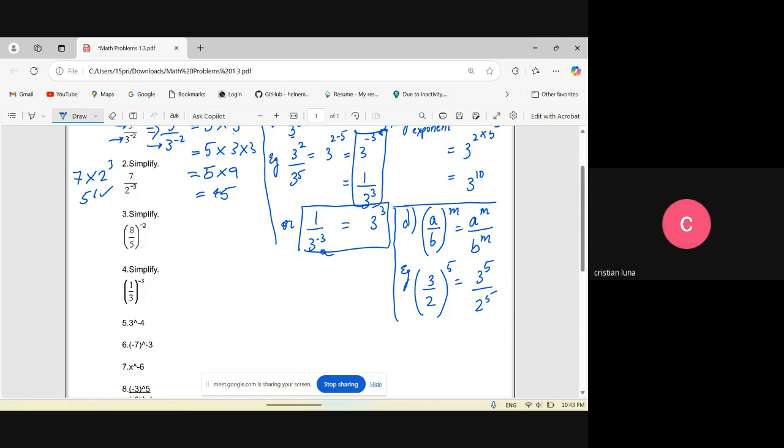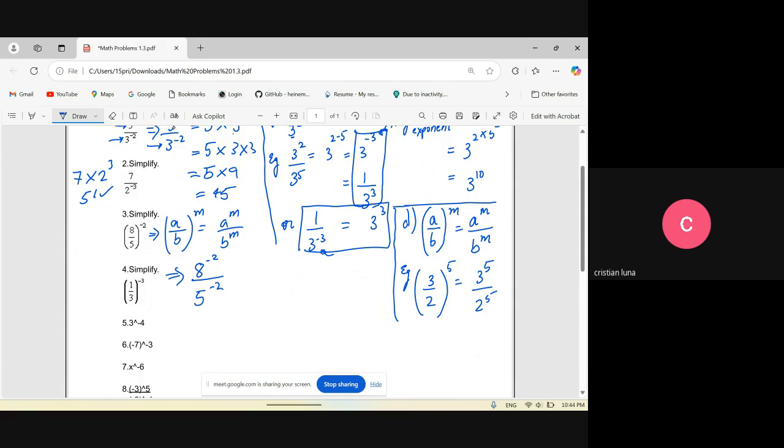For the third one, we see that I have brackets, and although my A and B are different, they're being raised to the same power. So this is the formula where I have (A over B) to the power n, which would be A to the power n over B to the power n. In this case, I would have 8 to the negative 2 over 5 to the negative 2. So what I'm doing is distributing the power according to the formula.